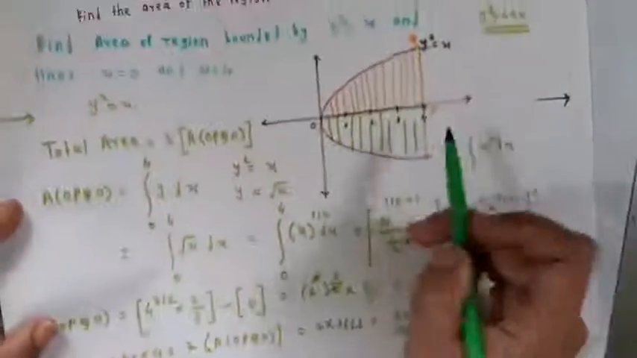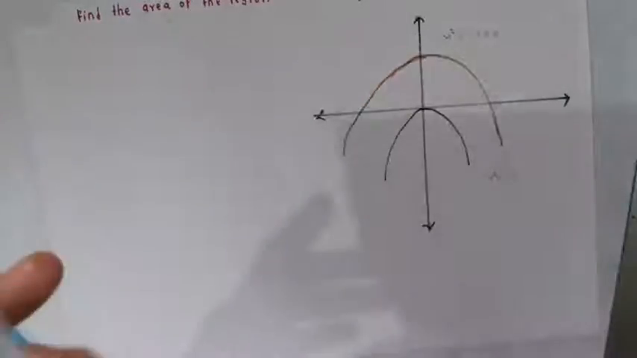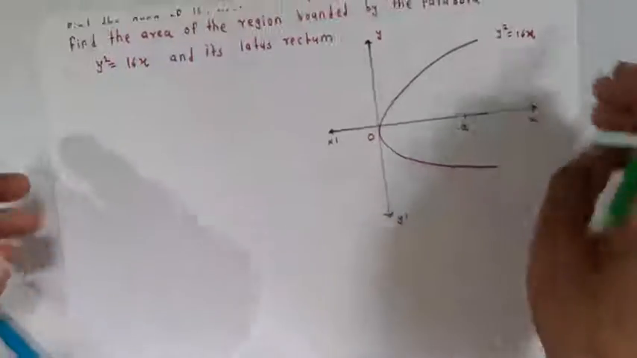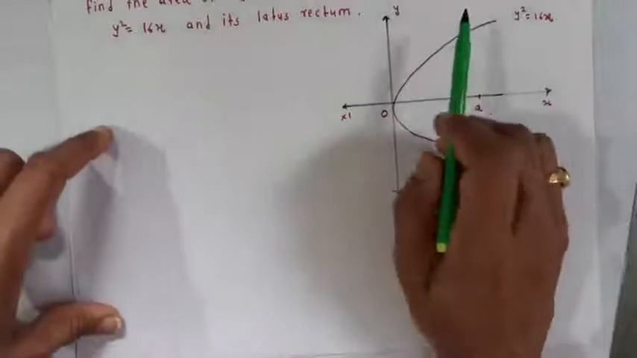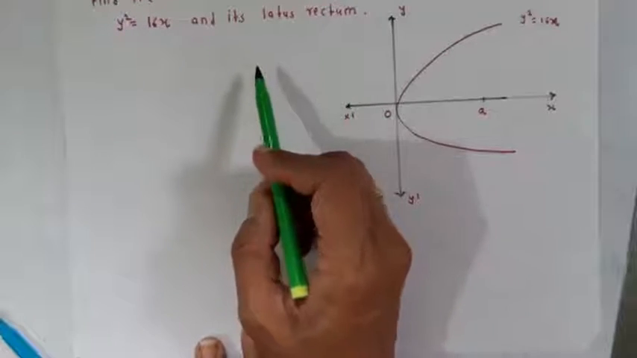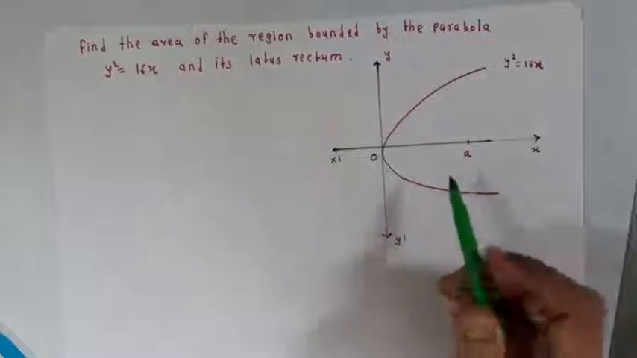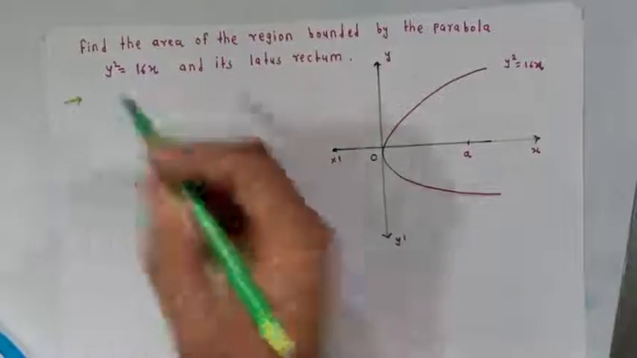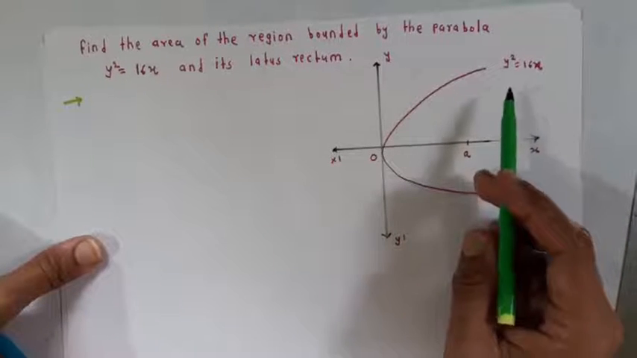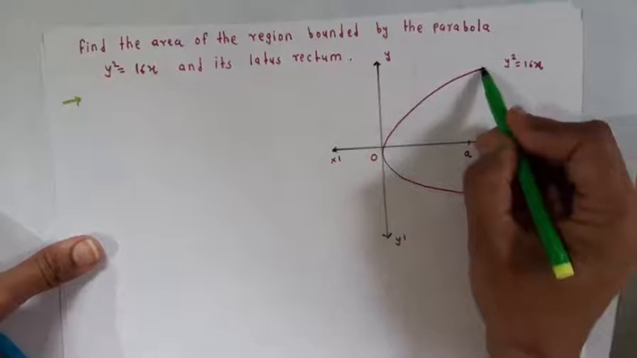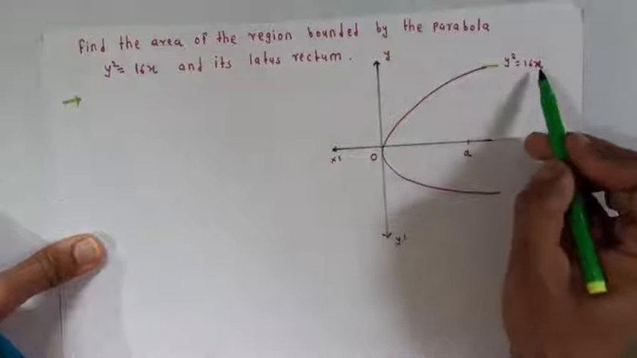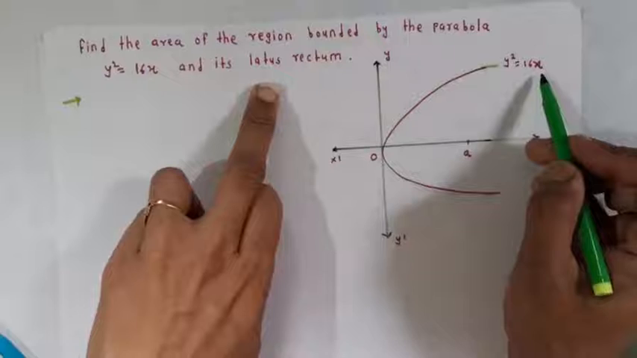Okay, this is the required area in this way. Now let us take another example. Find the area of the region bounded by the parabola y square equal to 16x and its latus rectum. Students, the parabola is of the same type as the problems we have solved. That is the parabola along the x-axis, the type y square equal to 4ax. So here y square equal to 16x and its latus rectum.